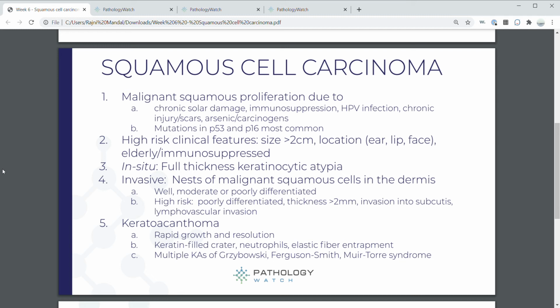A keratoacanthoma is characterized by clinical rapid growth and resolution, a keratin-filled crater, neutrophils, and elastic fiber entrapment. Multiple KAs can be seen in Grzybowski, Ferguson-Smith, and Witten-Zak syndromes.